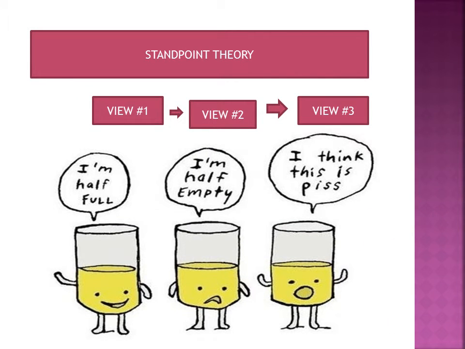Here we can see a graphic example to help us understand what standpoint theory is. We see 3 cups with the same amount of liquid inside. The first is the happy cup because it sees itself as half full. We see the second cup as a sad cup because the cup sees itself as half empty. We see the third cup being a surprise cup because it sees itself with pee.